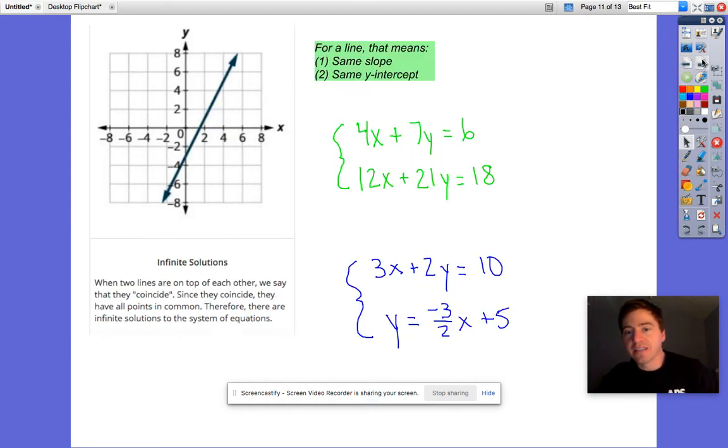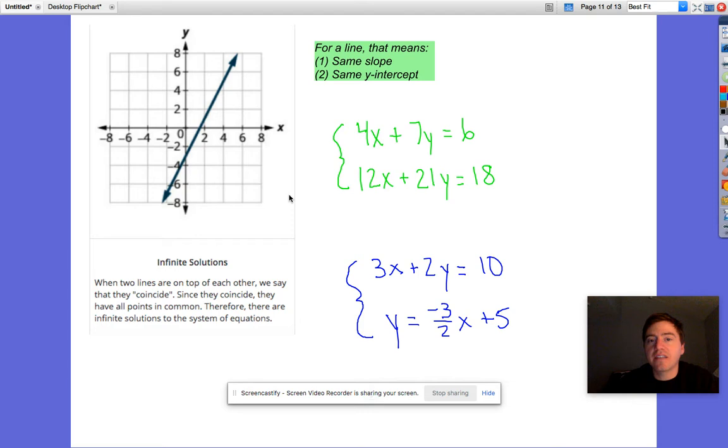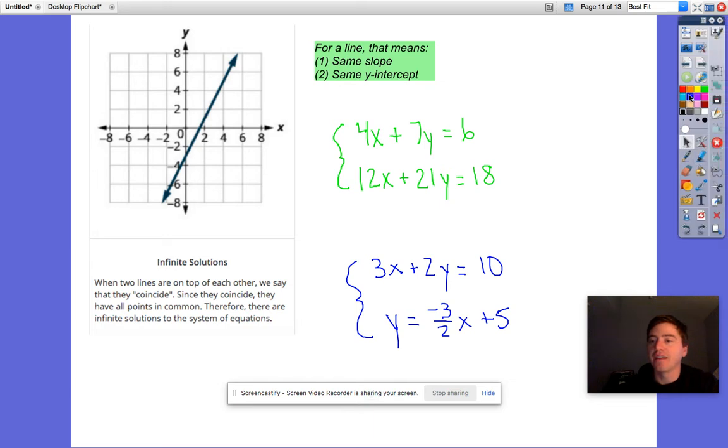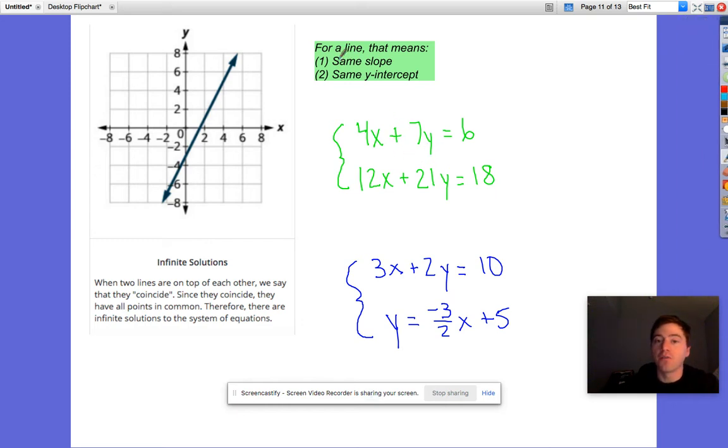So let's look at some examples of infinite solutions. Now, of course, infinite solutions means they're the same line. And for a line, that means they're going to have the same slope and the same y-intercept. Those are the only two things that need to be true. And here are a couple examples of ways where you would see, okay, this is actually the same line.